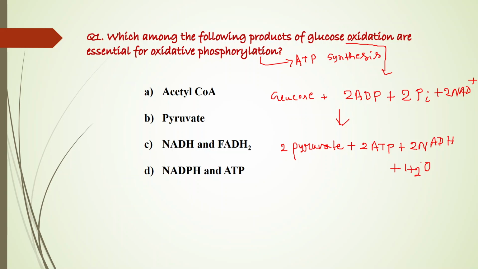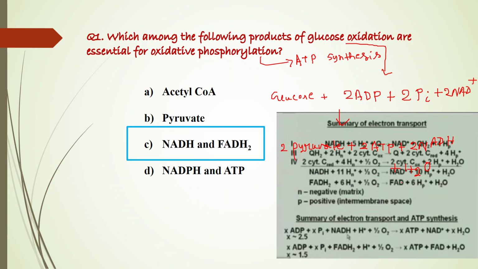So you can already see what the products of glucose oxidation are. Which are they? Pyruvate, ATP, NADH and H2O. Out of them you have to identify which are essential for the process of oxidative phosphorylation. So let me go back one second, because the writing will be hampered.